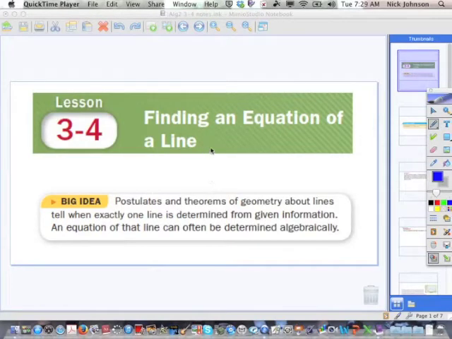Lesson 3-4, finding an equation of a line. The big idea is postulates and theorems of geometry about lines tell when exactly one line is determined from given information. And the equation of that line can be determined algebraically.